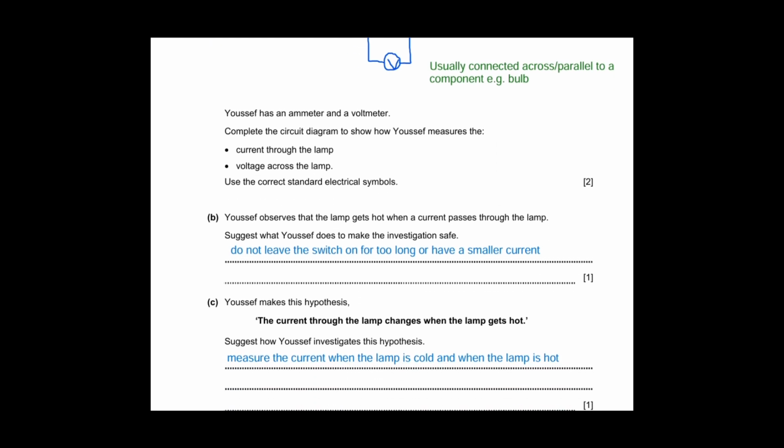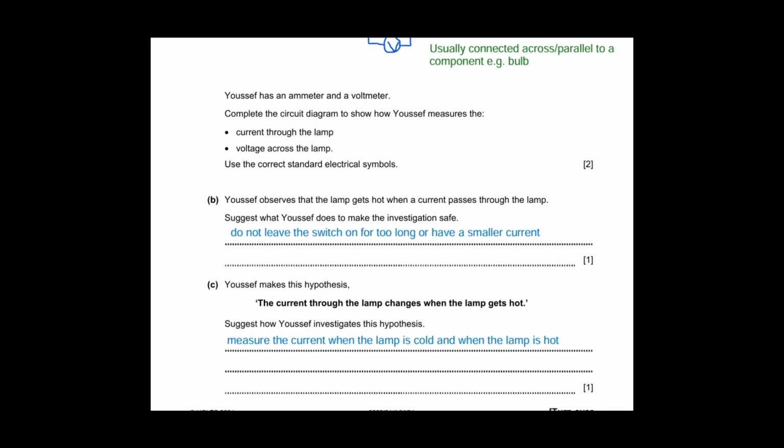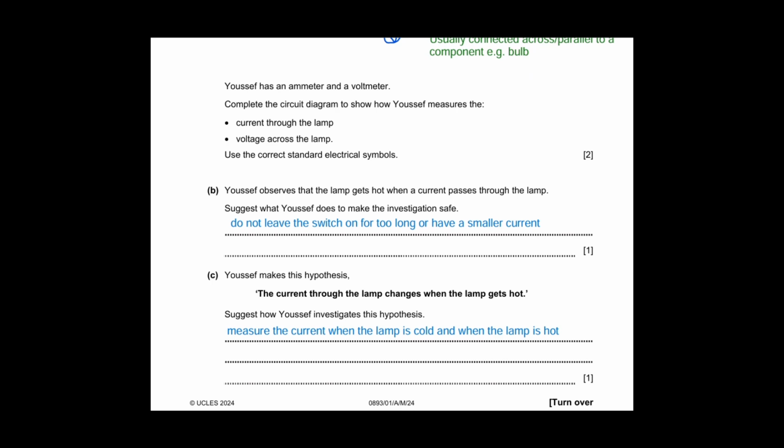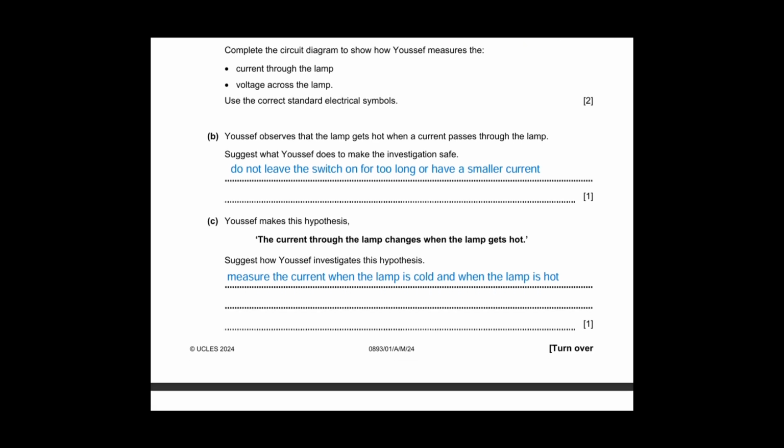Question B is about Yusuf trying to make an observation that lamps get hot when current passes through them. So suggest what Yusuf does to make the investigation safe. He said the lamp gets hot over time. So what do you think he can do to prevent this hotness that is so much and can burn somebody's hand? He can switch off the switch when he's not using it, or use smaller currents so that it won't be too hot. That's one of the ways you can solve that problem.